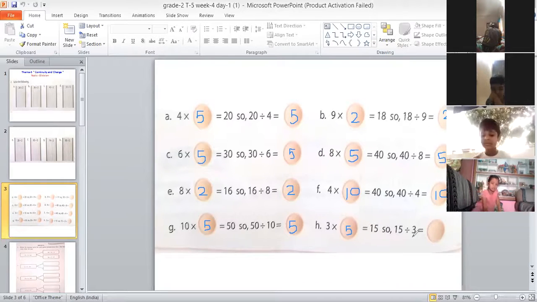Okay. And next, what is next? So 15. 15 divided by 3 is equal to 5. Very good. So 15 divided by 3 is equal to 5. You all should know how to read an equation. Thank you, Aaron.